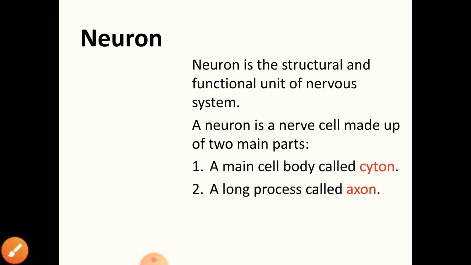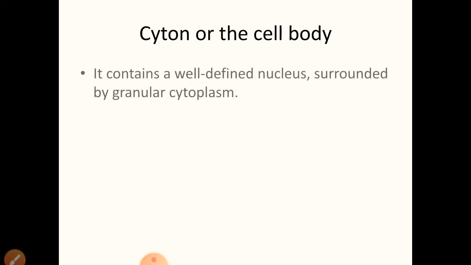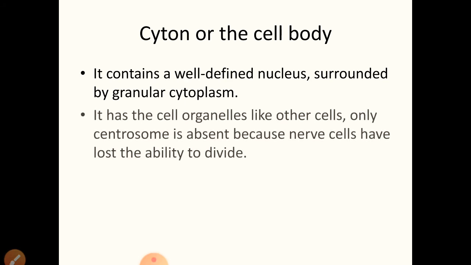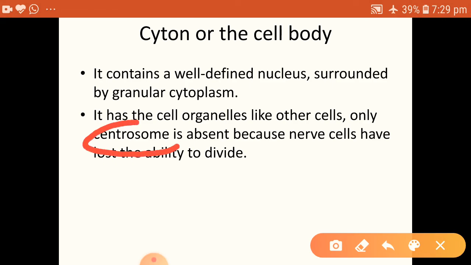So next we come to the cyton or the cell body. Okay, so it contains a well-defined nucleus. You know the nucleus, it is the most important part of the cell, okay, which initiates cell division, surrounded by granular cytoplasm, okay, like your cell. It has the cell organelles like other cells, only the centrosome is absent. So remember, the centrosome is absent in the nerve cell because nerve cells have lost the ability to divide. Alright, so it cannot divide further. That's why, because the function of the centrosome in the cell is that it helps in cell division. Alright, so here cell division is not required, so it is not present in the neuron.